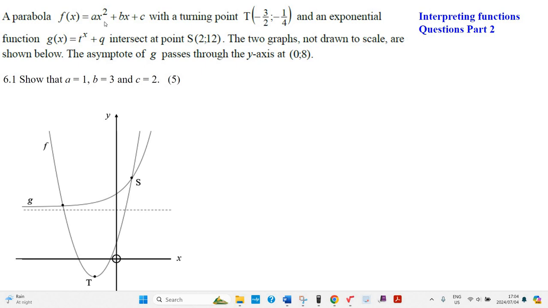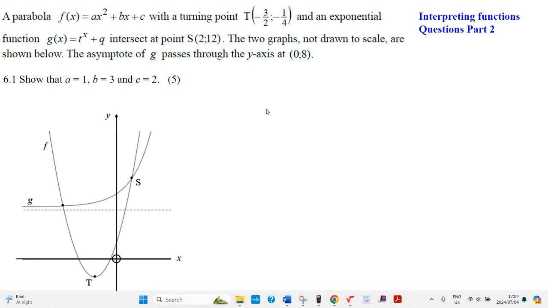They're going to give us the turning point of the parabola, and they're going to tell us this point S where they intersect. So that's a point that works in both. We've got one point and we've got the turning point. Well, let's try the first question. Show that a equals 1, b equals 3, and c equals 2.